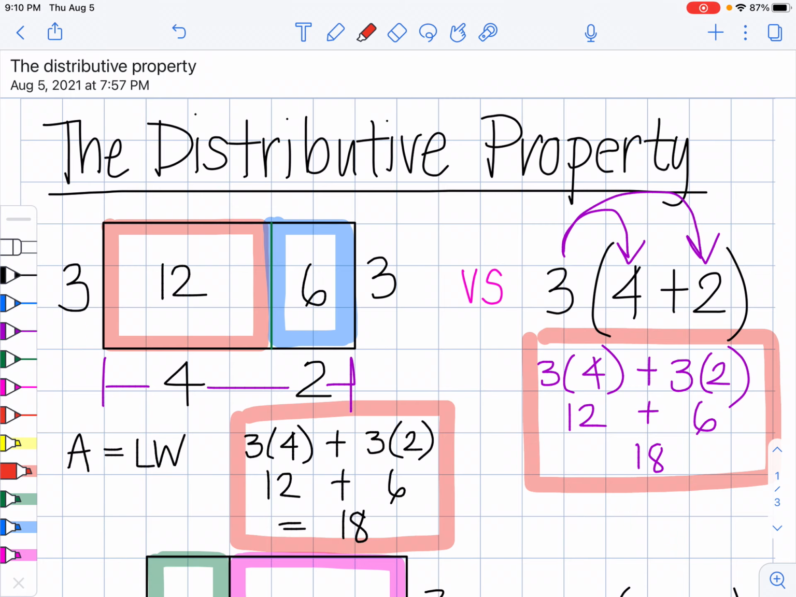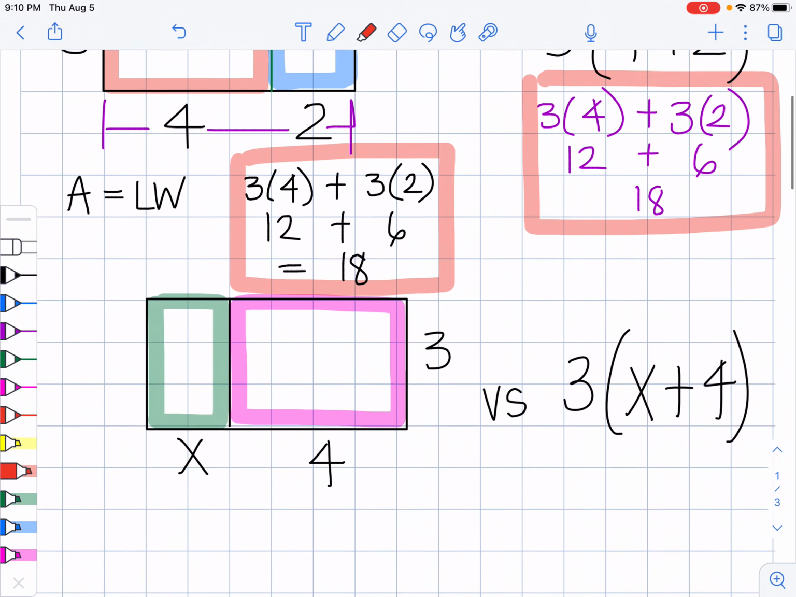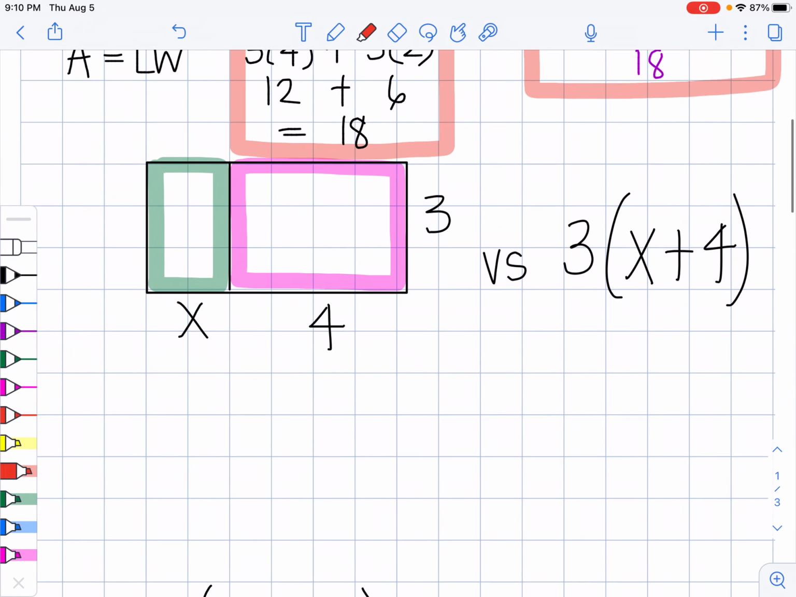So let's do another one, except now we're going to introduce a variable. Okay, so this one here, I have x and 4 on the bottom and a 3 for my side. Okay, so if I was to find the area of this green, I would take 3 times x, which would give me 3x. I'm going to write it out, 3 times x.